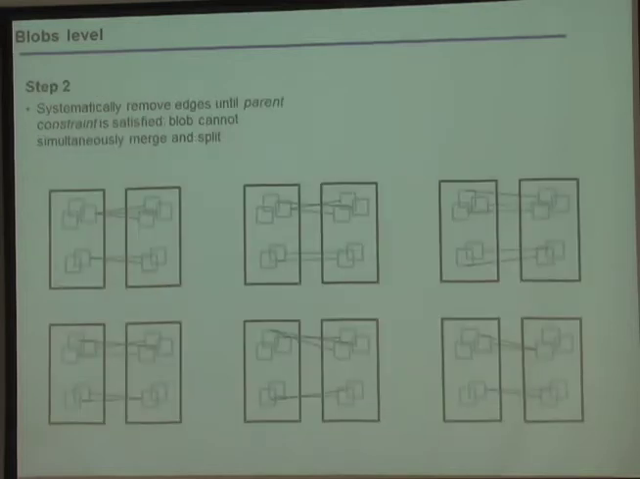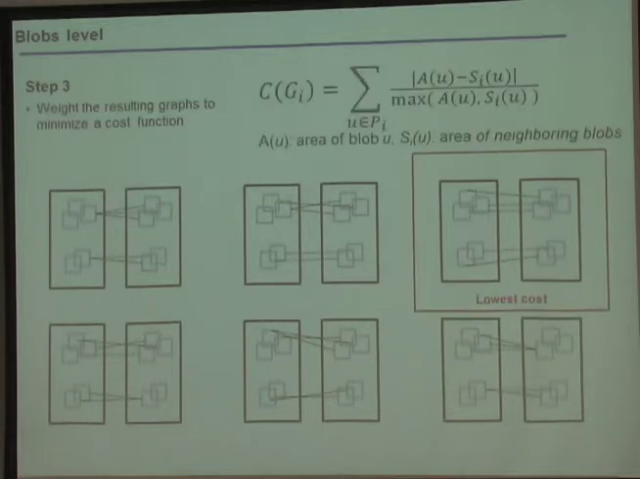Then what you do is you systematically remove edges until the so-called parent constraint is satisfied, which means that a blob cannot simultaneously split an edge. And that would be an unnatural operation. Okay? So for instance, you can see all these different ways you can split and remove these edges.